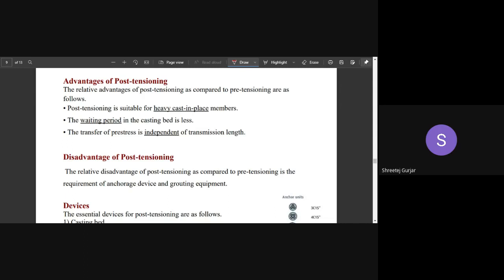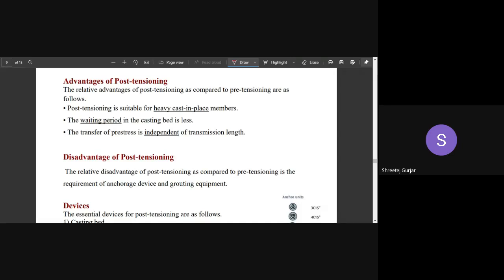So that is not the case over here. It is independent of transmission length. Whatever is the length of your steel, it is independent of that. So in post tensioning, the transfer of pre-stress is independent of transmission length. And here in post tensioning, the transfer of pre-stress occurs solely by end anchorages, right? The steel is held in place by end blocks at the ends of your concrete, and not by bond. So this is one advantage: it is independent of your transmission length.